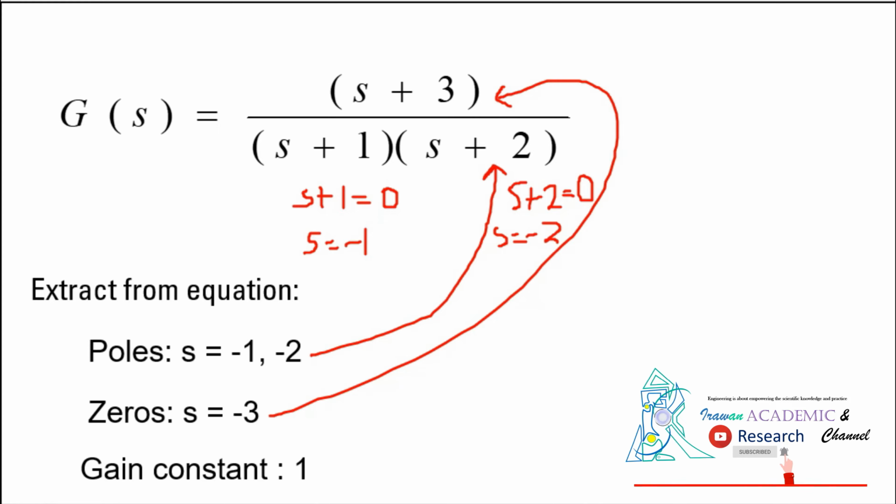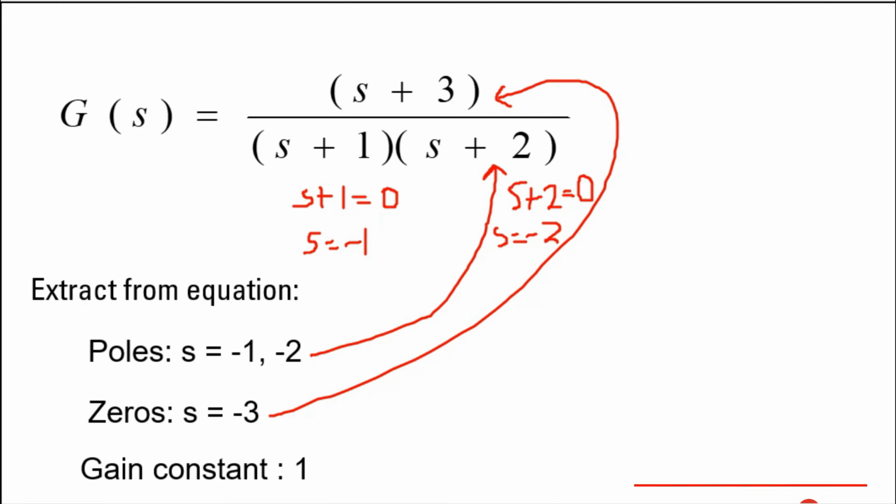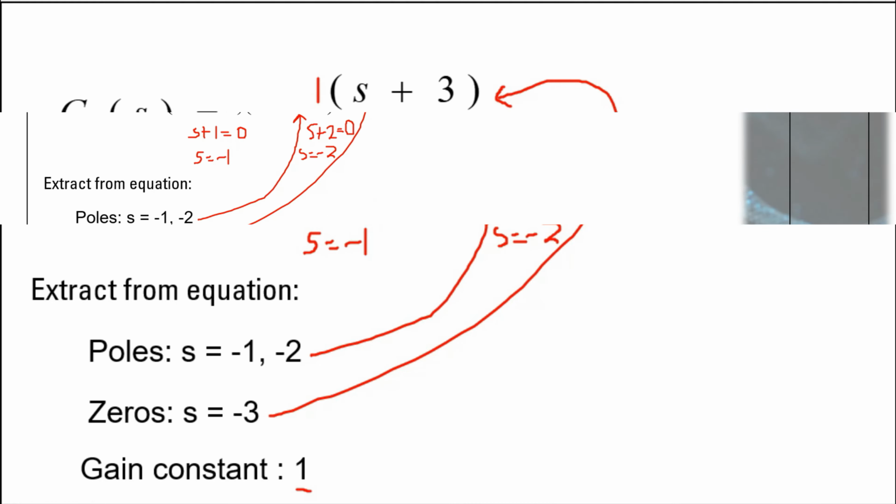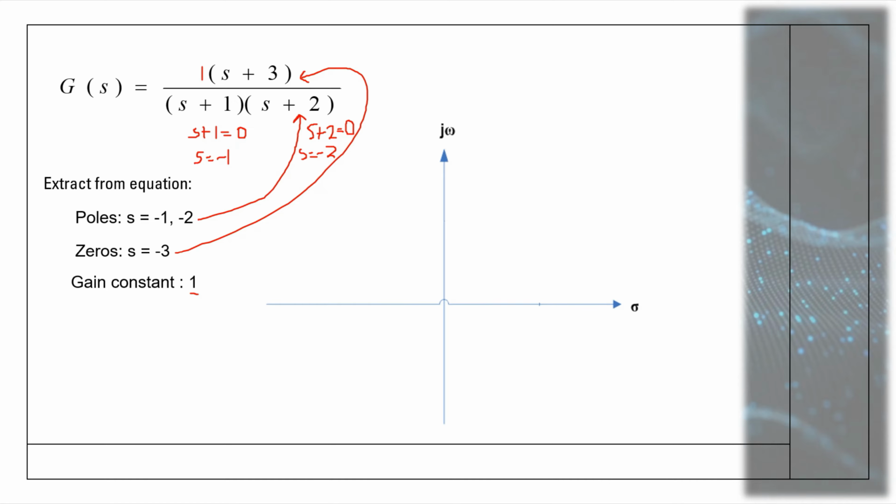For the gain constant, here we don't write any number. In mathematics, we don't write 1 in front. So if you find the equation has no constant at the front like this, you just take the gain constant as 1. Then you can draw the real and imaginary axis plot, and start plotting these coordinates.